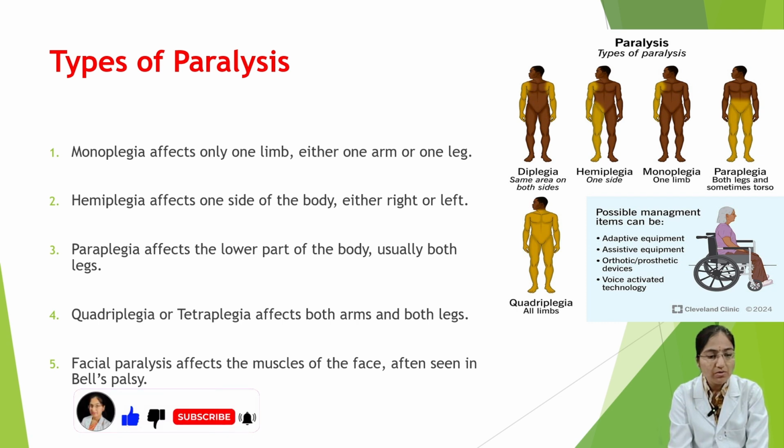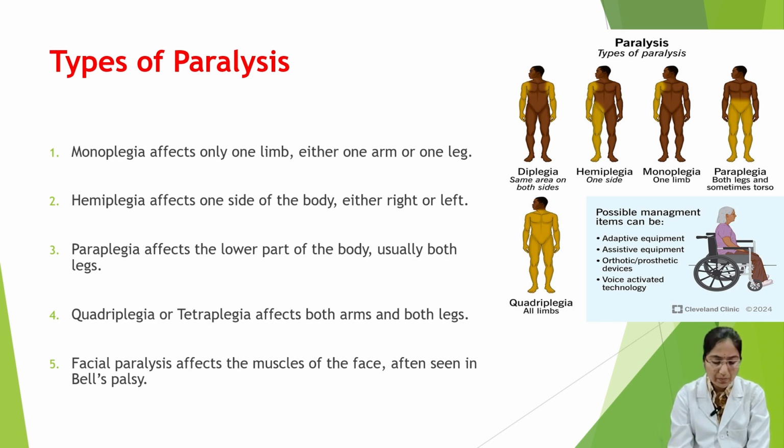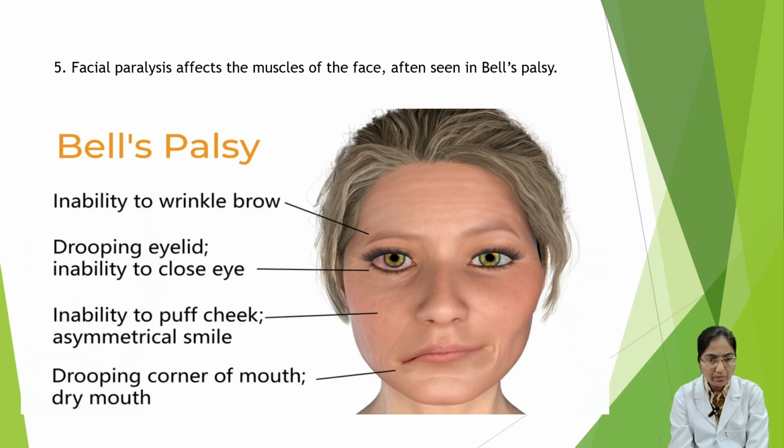The last one is facial paralysis, which affects the muscles of the face, often seen in Bell's palsy. You can see that in the image. Facial paralysis affects the muscles of the face, often seen in Bell's palsy. Here, this is a Bell's palsy, you can observe.